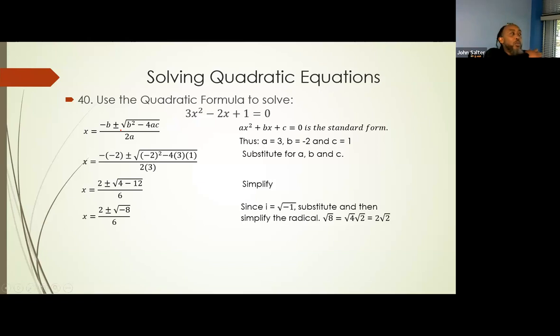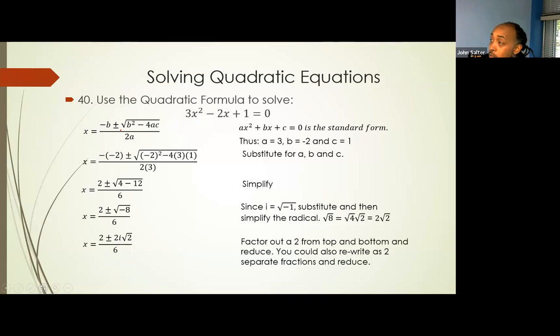All right, I substitute. Remember, whenever I have a negative, I can pull it out of that radical by making it equal to i. And the square root of 8 breaks down into 2 square root of 2. And they show the manipulations on the right. So I get 2 plus or minus 2i square root of 2 over 6.